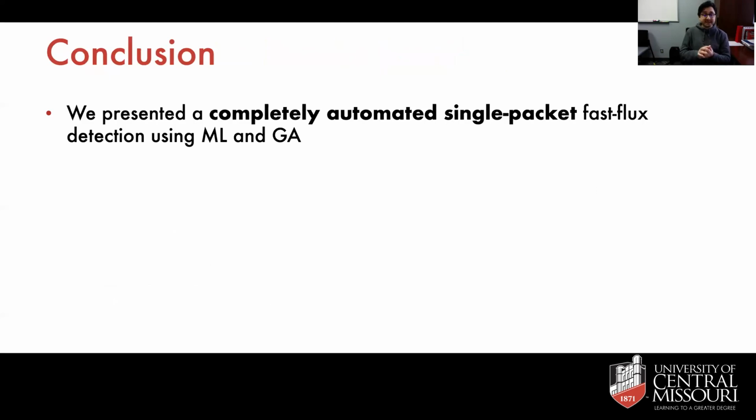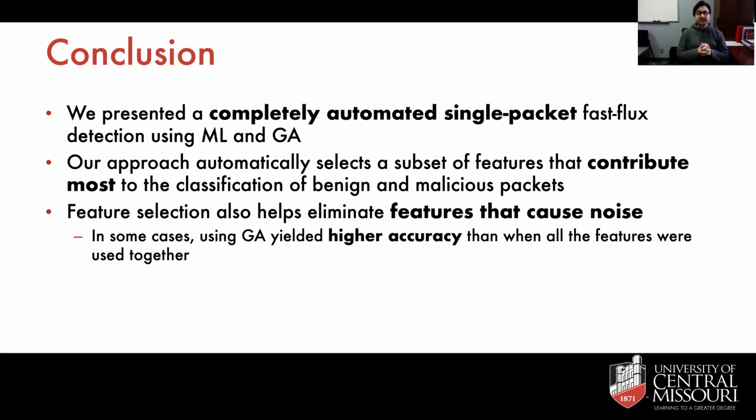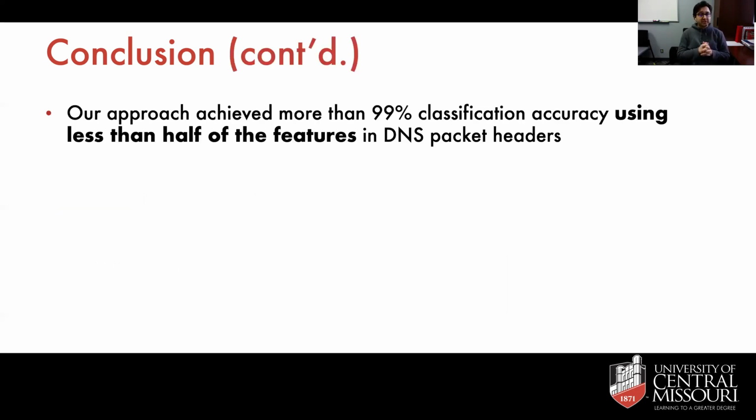So in conclusion, we presented a completely automated single packet fast flux detection using machine learning and genetic algorithms. And our approach automatically selects a subset of features that contribute most to the classification of benign and malicious hosts. And feature selection also helps eliminate features that may cause noise. So we observed that in some cases, when we ran all the features together, we obtained less accuracy than when we selected the most contributing features. So that's another benefit of using GA in our implementation. And our approach achieved more than 99% classification accuracy using less than half of the features in the DNS packet headers.